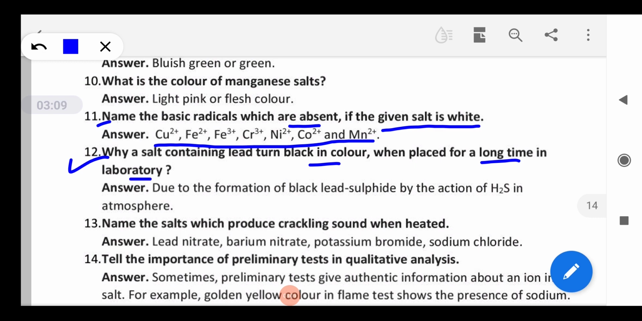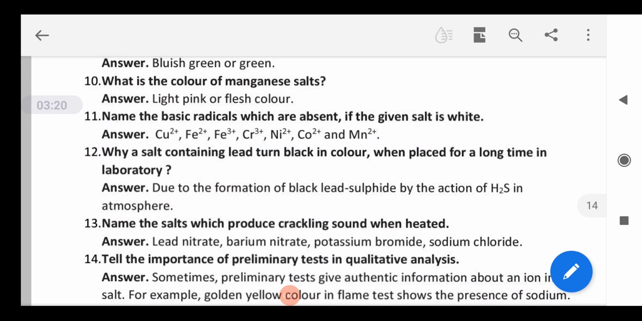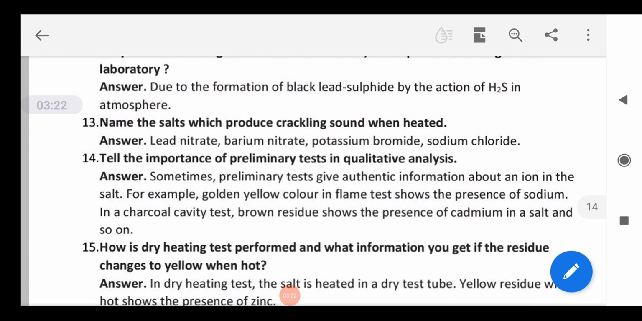What happens in the atmosphere is that a little bit of H2S comes in contact with the lead and forms lead sulfide. The color of lead sulfide is black, that is why lead turns black. Name the salt which produces a cracking sound when heated. You should remember it is lead nitrate, barium nitrate, potassium bromide, and NaCl.